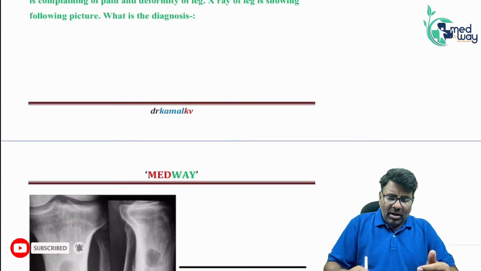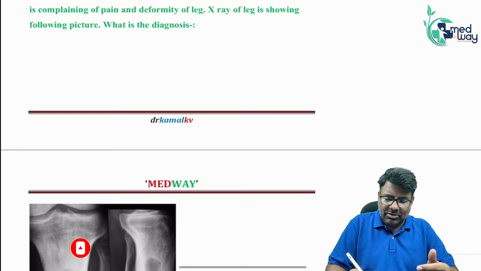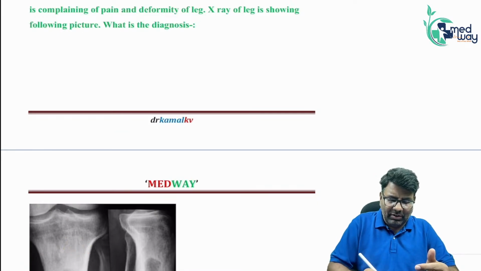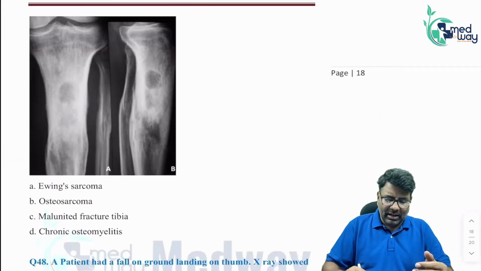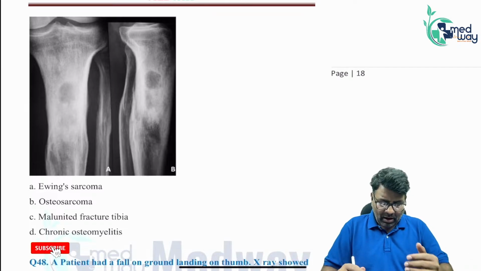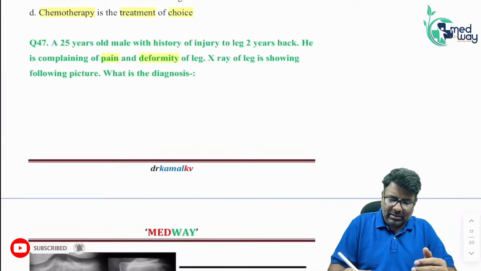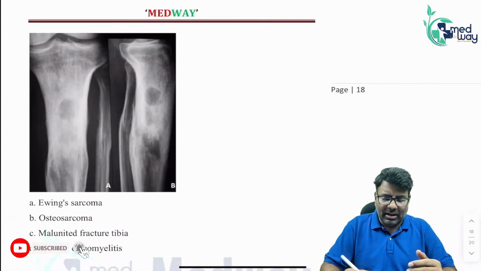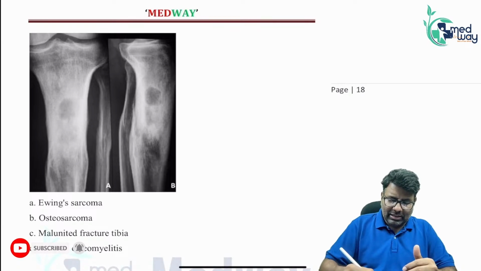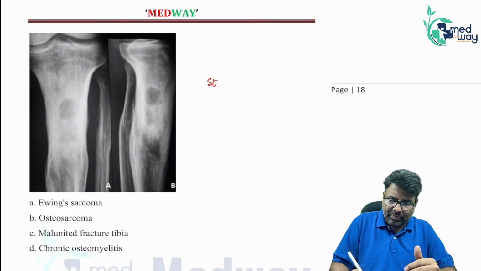The next question: a male had an injury to the leg 2 years back. Now he is having pain and deformity of the leg, and then X-ray of the leg is given. Now here, if you look at the X-ray, there is a past history of injury. What is missing from this case history is that there might be some fracture, because looking at the X-ray, we can see two things here. One is classically we can see the sequestrum. Second is we can see the involucrum.